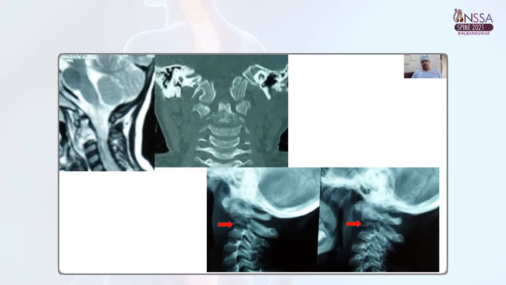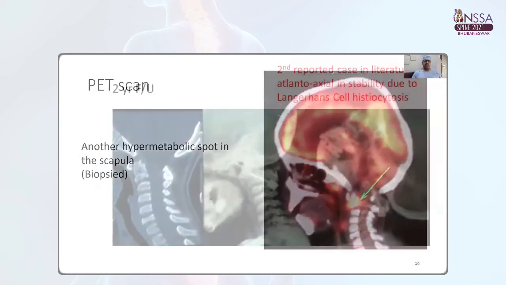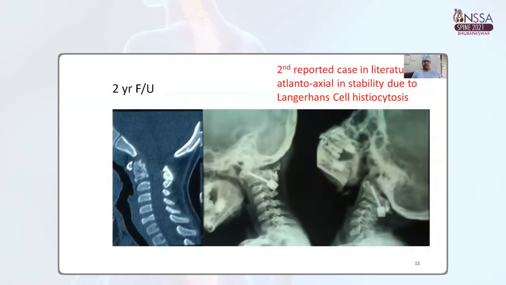So with the possibility of a pathological fracture, we did a PET scan for this boy, and that showed a hypermetabolic spot both in the scapula as well as the C2. The hypermetabolic spot in the scapula was biopsied, and this showed to be a Langerhans cell histiocytosis, which is only the second case in literature of a Langerhans cell histiocytosis in the atlantoaxial junction, which caused instability. So this child underwent a C1, C2 transarticular screw fixation and a modified Sonntag technique of C1, C2 interspinous fixation.